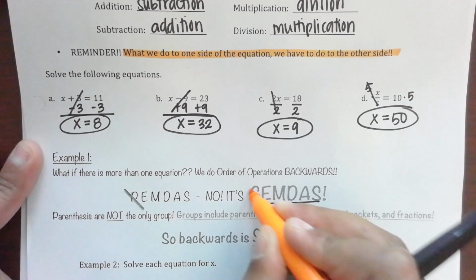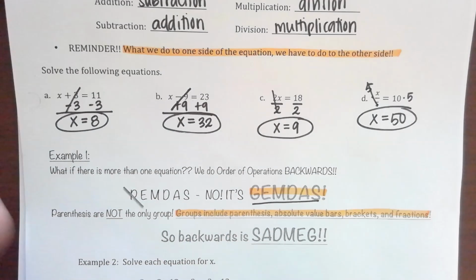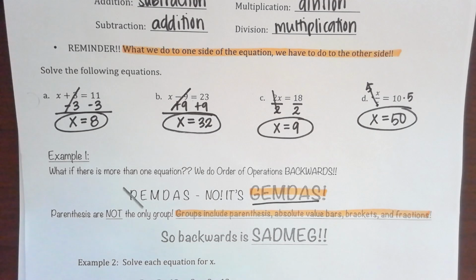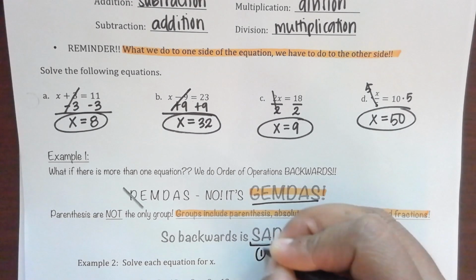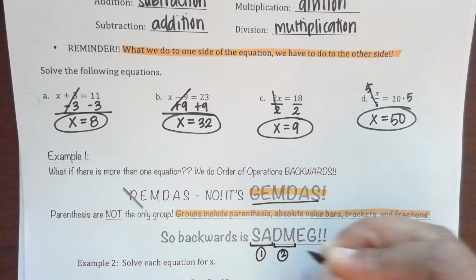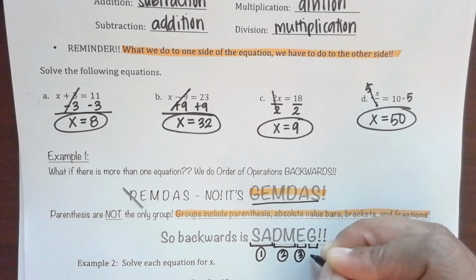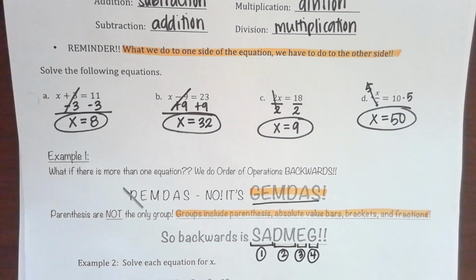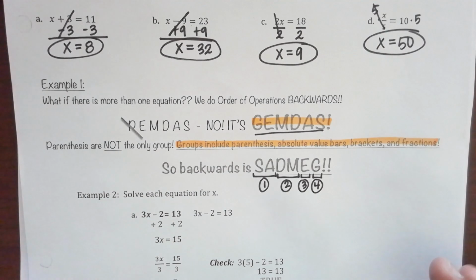So, parentheses is not the only group. It's also absolute value bars, brackets, and fractions. Those also work as grouping symbols. So, backwards, it would be subtraction and addition first. So, this would be done first. Then, division and multiplication. Any kind of exponent. And then any kind of group. It's done backwards when you're solving because we're undoing what we just did.